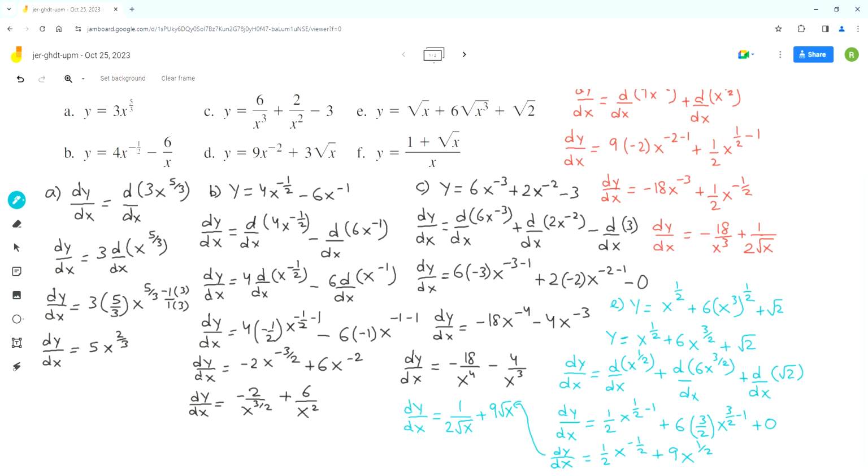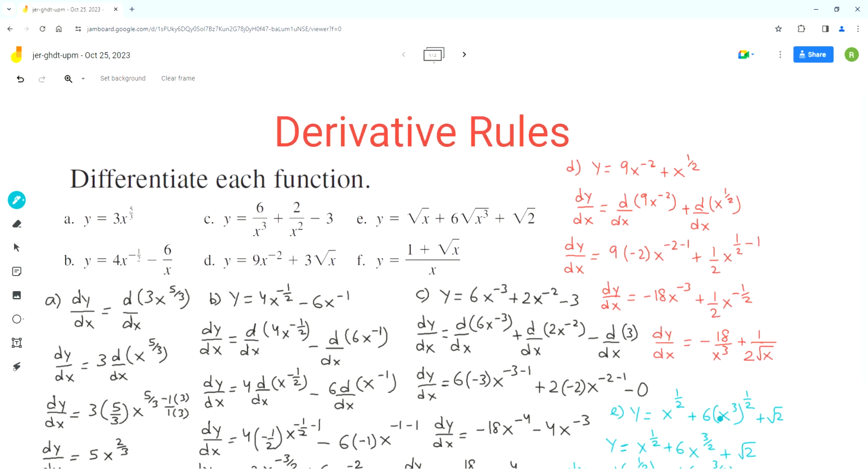Now we can analyze part F. So we can do it here on the side. So I can just squeeze it in. So I'll use a different color. So part F. So the first step in part F is to break up this expression into two fractions. So we can write y equals 1 over x plus square root of x over x.